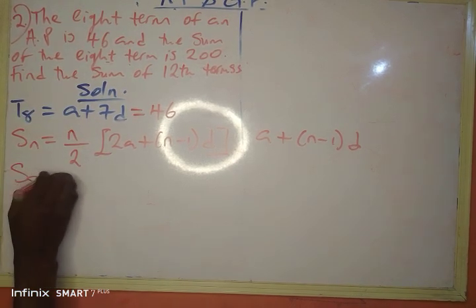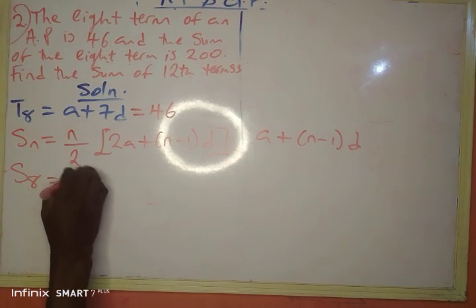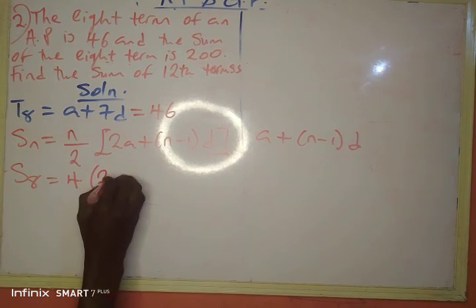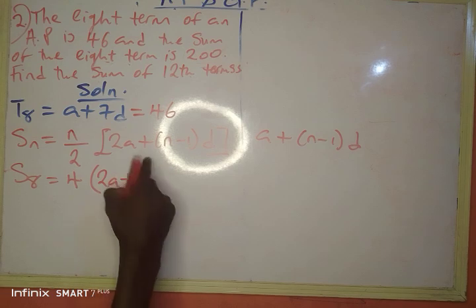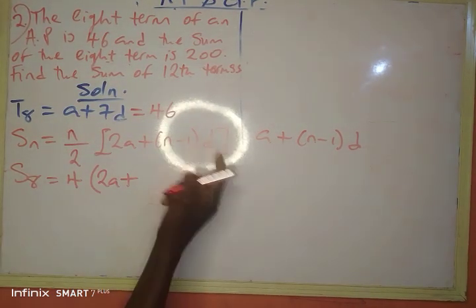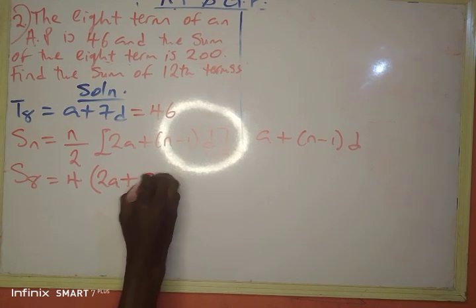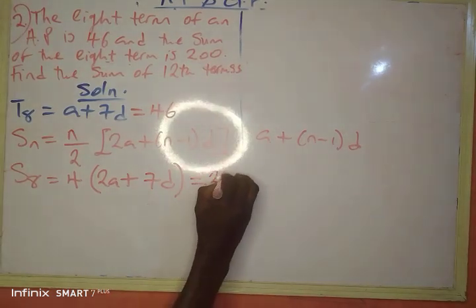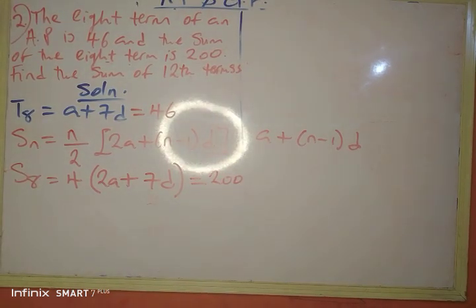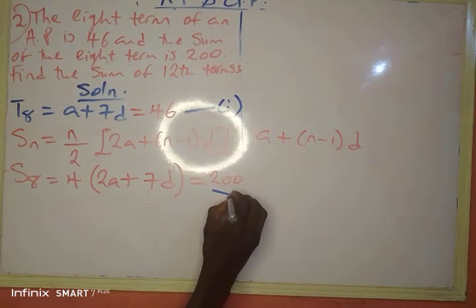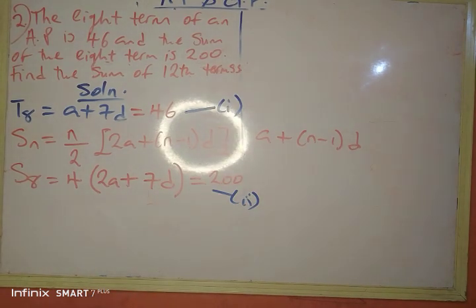Now S8 will be equal to 8 over 2, which is 4, into bracket 2a, I don't know the value of a, so that's 2a plus, sum of 8, n minus 1, that's 8 minus 1, that's 7d. Everything there equals 200. Now from here, you can see that I have two different things. I have equation 1, and I also have equation 2. Which means this can lead to simultaneous equations, and we can solve it simultaneously.